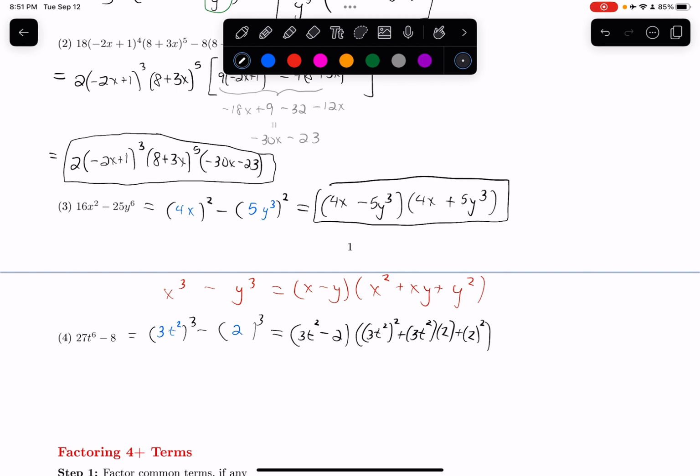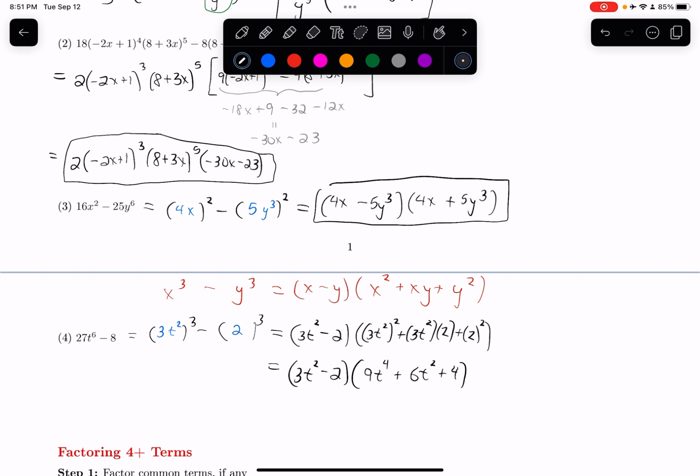Okay, and then I think I can simplify this second parentheses a bit. The first parentheses stays as 3t squared minus 2. The second one, well, when I square this first term, I'll get 9t to the 4th. Multiplying the next one, I'll get 6t squared. And then finally, plus 4.